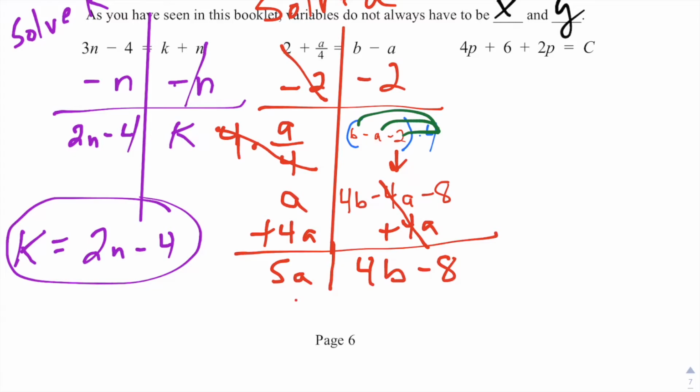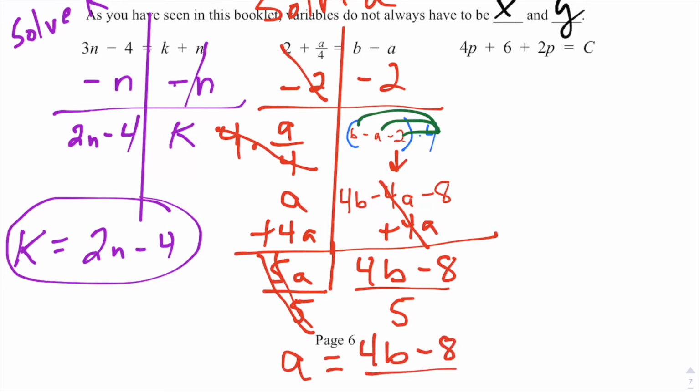Well, I'm still not down to a, so I got to divide this side by 5, and this side by 5. And when I do that, these 5's cancel, and now on this side I have a equals, and then over here I have this just big old mess, which is 4b minus 8 all divided by 5. And that would be my solution.